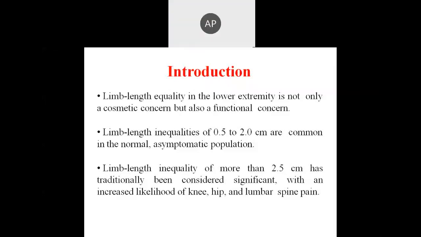Then limb length inequalities of 0.5 to 2 centimeter are common in the normal asymptomatic population. I already told you 0.5 to 2 centimeter is common. In me also you may find 0.5, maybe 1 centimeter, I can't say. But 0.5 to 2 centimeter is common. Okay, clear? And if it is more than 2.5 centimeter, it is considered as significant LLD, and it may affect the knee joint, hip joint, foot and spine. In each and every part it will affect.